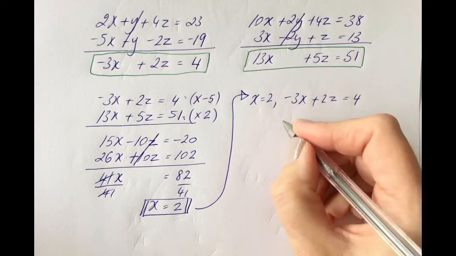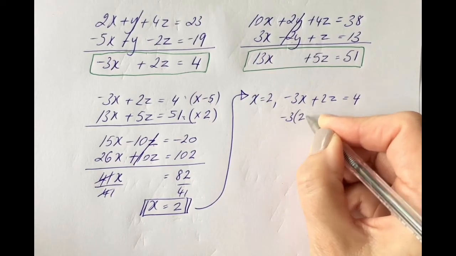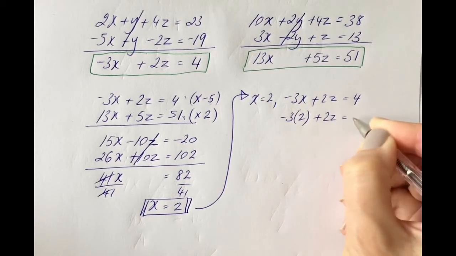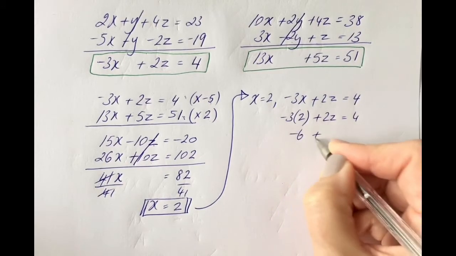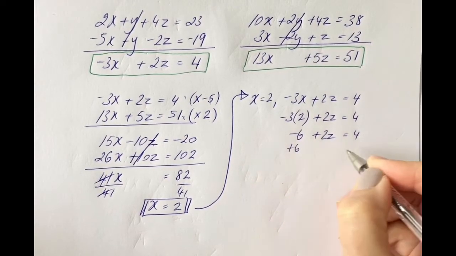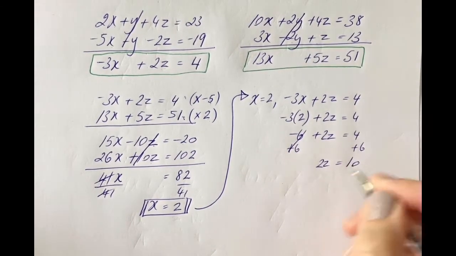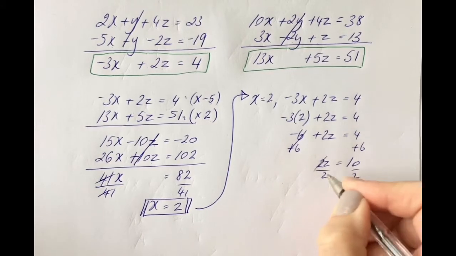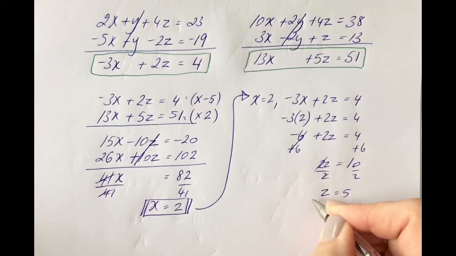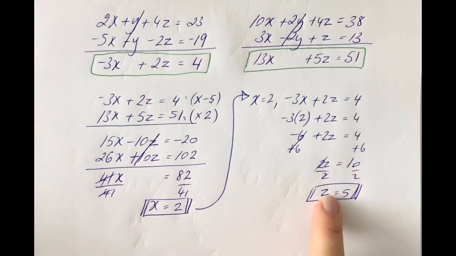and I'm going to sub in x is equal to 2. So instead of minus 3 times x, it's going to be minus 3 times 2 plus 2z is equal to 4. That's minus 6 plus 2z is equal to 4. And then add 6 to both sides. I get 2z is equal to 10. Divide both sides by 2, and I get z is equal to 5. So now we've got two of the unknowns.